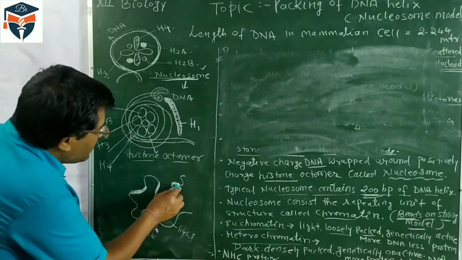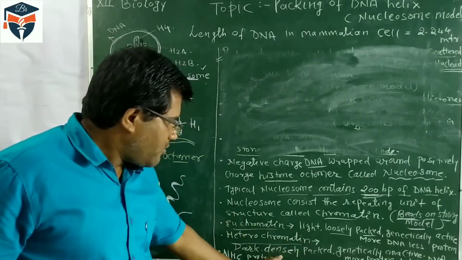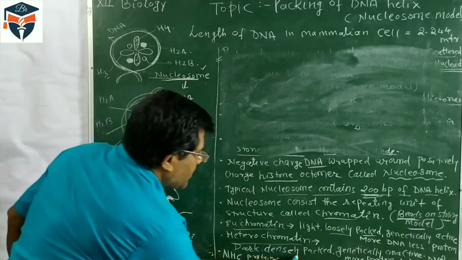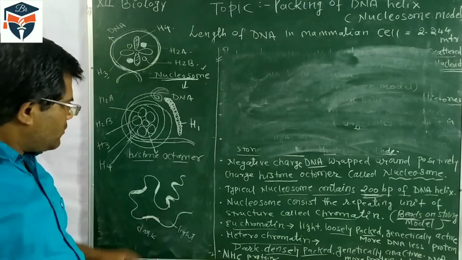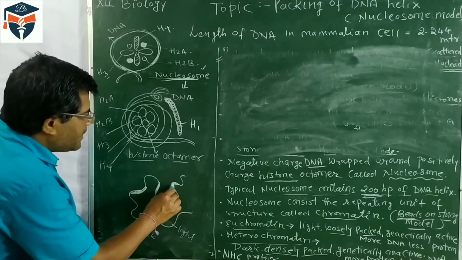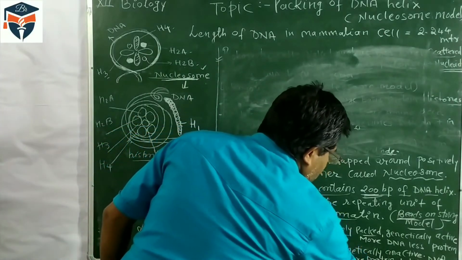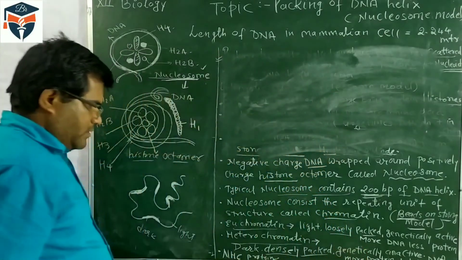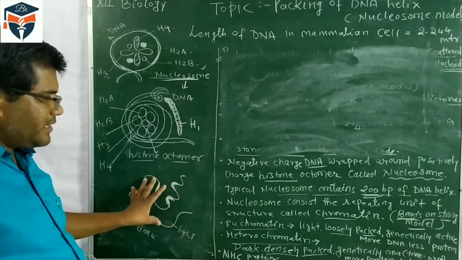But heterochromatin, you will see, is very dark in color because it is densely packed. They are densely packed chromatin, but genetically inactive because they have less DNA and more protein. So this is euchromatin and heterochromatin.